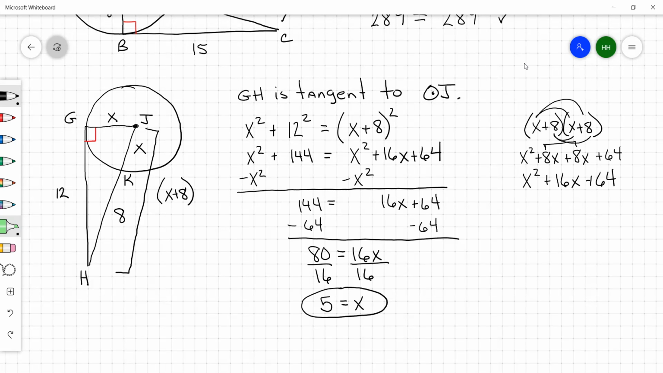So it's using the Pythagorean theorem, but a little bit of twist on the math, okay? If you've got to square a binomial, if you got x plus 8 squared, remember, that's the same as x plus 8 times x plus 8. Everybody okay with that?